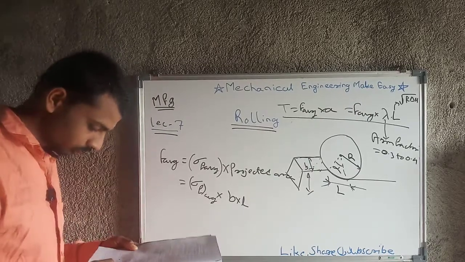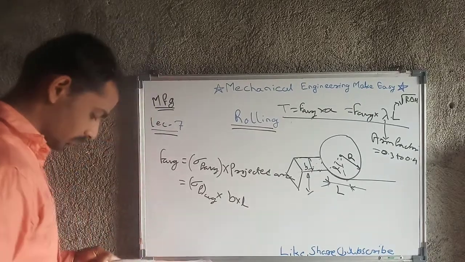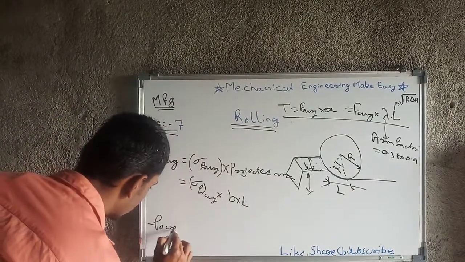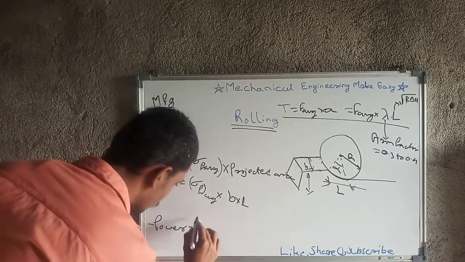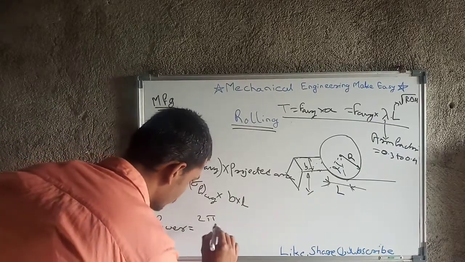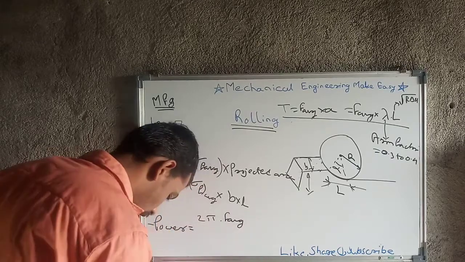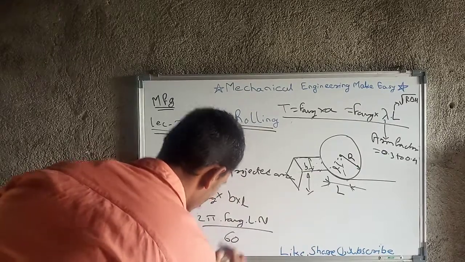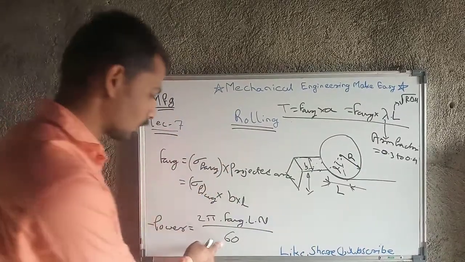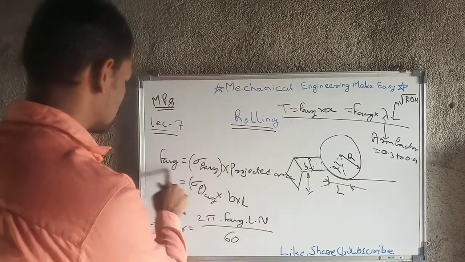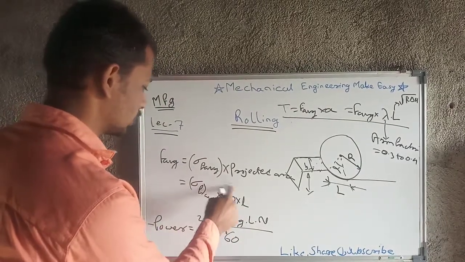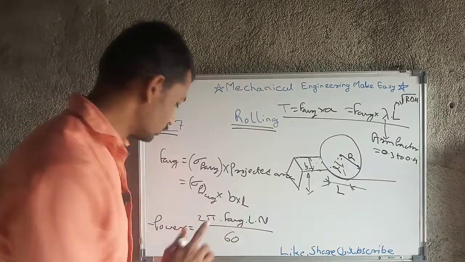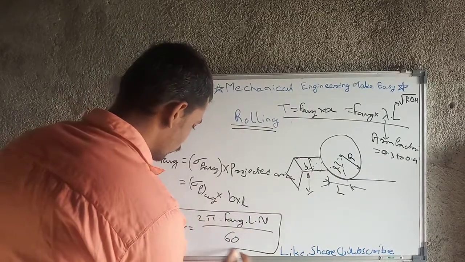Then, yes, so finally we got the formula for power, which is equal to 2 pi into F average into L into N by 60. Okay, so we know 2 pi by 60 is a constant. F average is nothing but the average force, which is equal to sigma F average into B into L. This is L and this is N, that is RPM. Okay, so this is the formula for power. Note down this formula also.